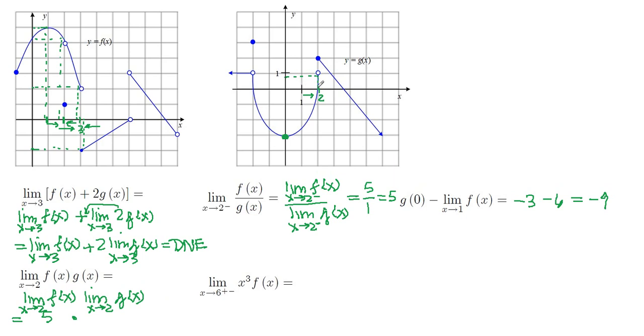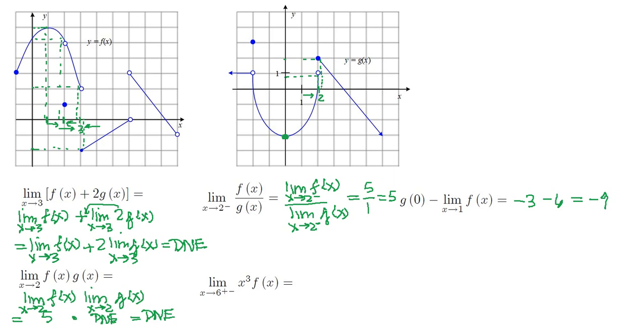Well, let's see. On the left-hand side, your g function values are getting close to 1, but if you are close to 2 on the right-hand side, they're getting close to 2. There's a jump in the graph there. That does not exist. So 5 times something that does not exist is going to be a limit that does not exist. So sometimes they don't exist.